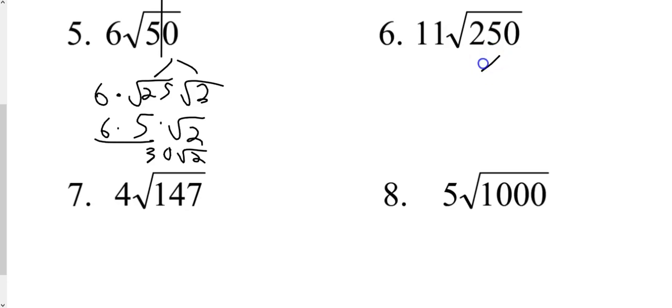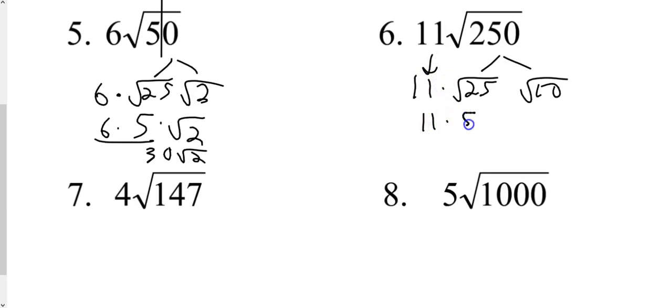Okay? This one, you should be able to see that 25 is in there. Okay, but don't forget this 11. I also just suggest you bring the 11 down to remind yourself that it's 11 times 5 times radical 10. So that's 55 radical 10, square root of 10.